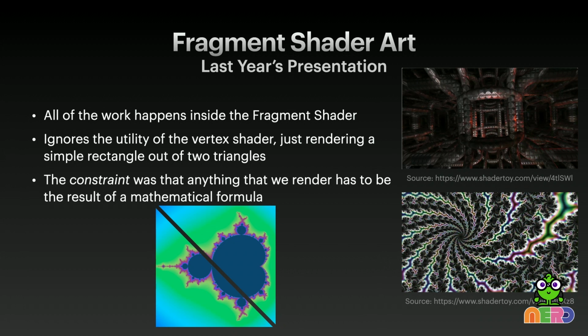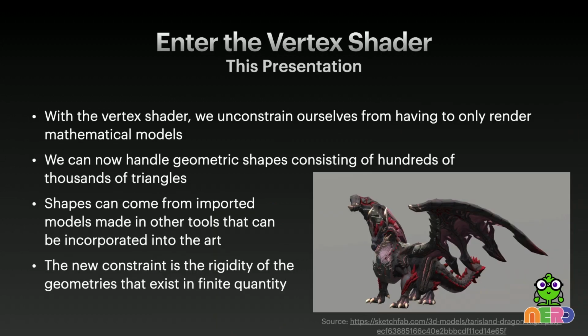But what we're going to focus on today is the vertex shader. And that is the idea that we're not just constrained to some rectangle and working on math formulas. We're actually dealing with rigid physical shapes. We unconstrain ourselves from having to only render mathematical models, but now we have this new constraint that we're sort of being boxed in. Kind of like in the beginning you saw that circle inside a box. It's a little metaphor in some ways. But anyway, the idea is that we're boxing ourselves into something more rigid.